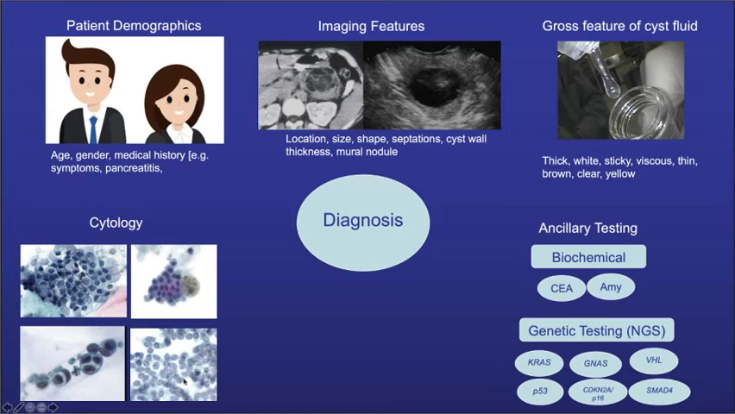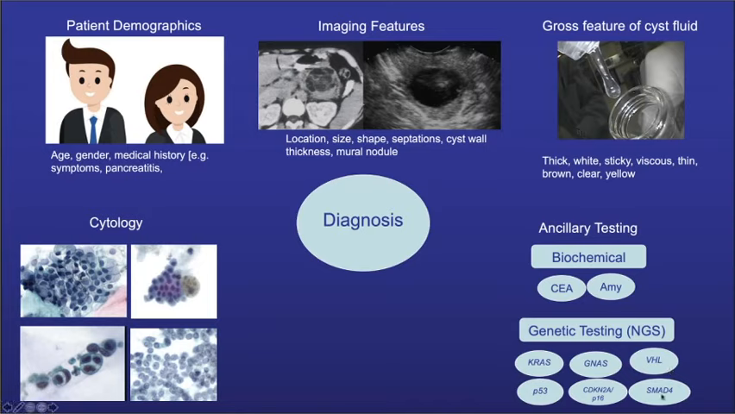And how are ancillary tests going to add to what we see on cytology? What is the CEA level? What is the amylase level? Does it make sense with everything else that we are seeing? And down the road, genetic testing may give us information that's not present in any other part of the puzzle. Is there a KRAS mutation, GNAS mutation, von Hippel-Lindau gene? If that's present, it's going to completely disregard the clinical impression of a branch duct IPMN.